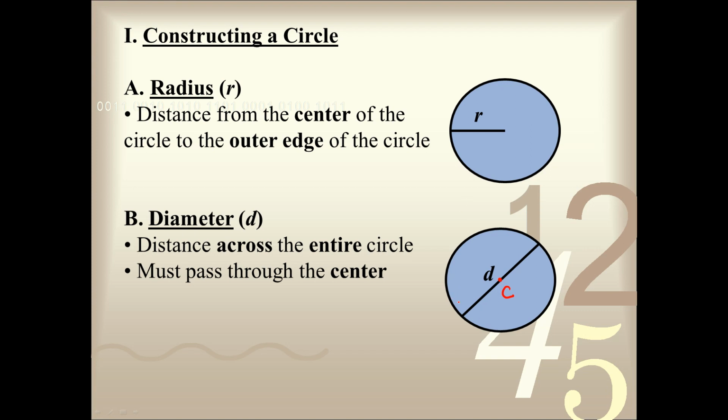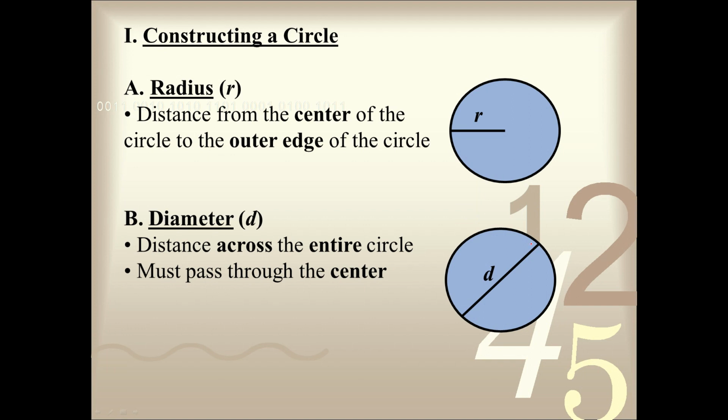If you try to draw a line like this, from here all the way across there, I guess that line does go across the circle in a way, but it does not pass through the center. This is actually, I believe, what we call a chord. But we're not interested in that in grade 7 math. We're just interested in describing a circle based on the radius and the diameter.